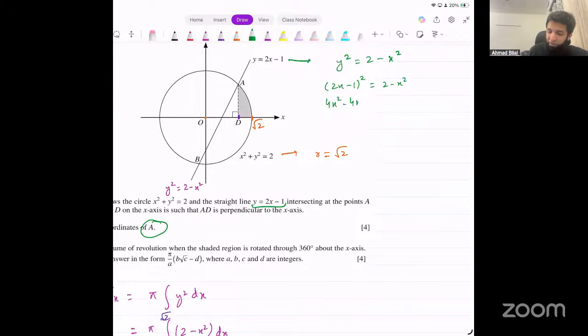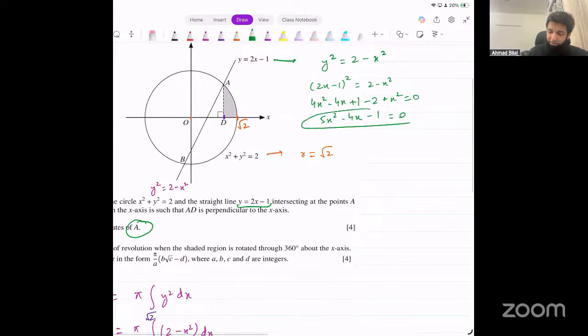4x squared minus 4x plus 1 minus 2 plus x squared equal to 0. And that gives you 5x squared minus 4x minus 1 equal to 0. Now, since they want an exact answer at the end, you would have to find the exact value of x from this. It looks like it is going to be 1, right? You solve this, you'll get one solution which is x equal to 1. And the other will be something else, which will be on the other side, I think. That is this one. That's not what we need. We need this one, the positive one. It'll turn out to be 1, so this point is going to be 1.